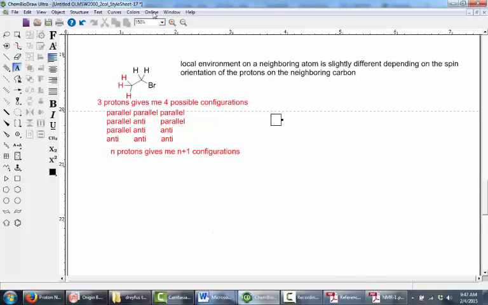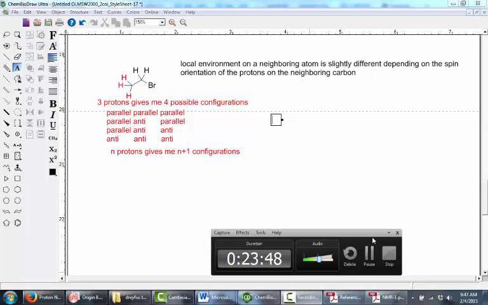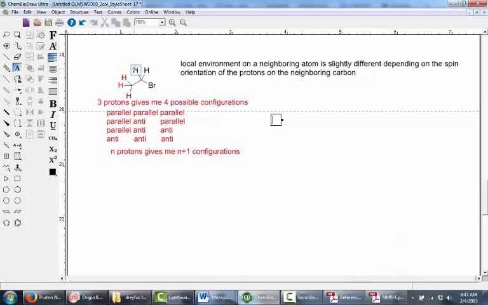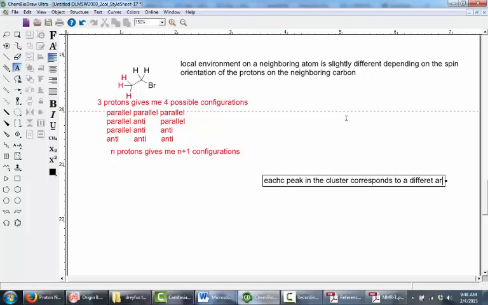And what that gives rise to is a cluster of 4 peaks. I have 4 different peaks. Instead of seeing 1 peak for these protons, I'm going to see 4 peaks for these protons, all clustered together, where each peak in the cluster corresponds to a different arrangement of spins in the protons on the adjacent carbon.